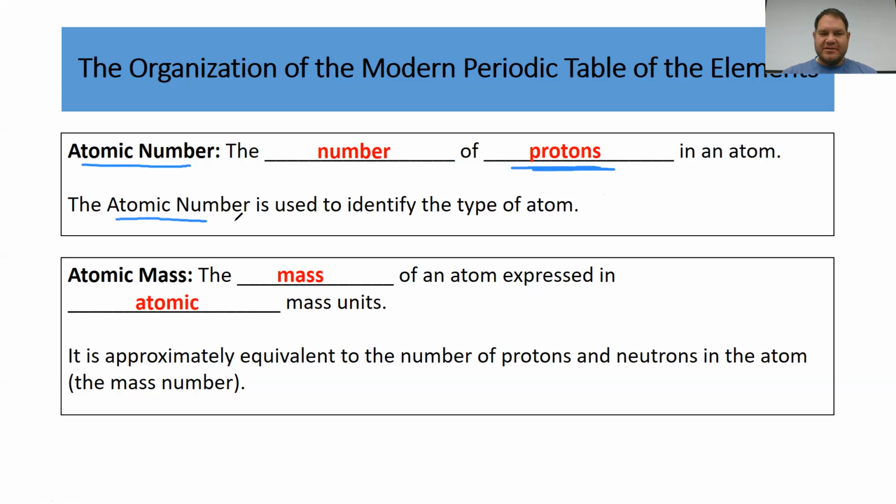So the atomic number is used to identify the type of atom or element, okay? If you alter the number of protons, you alter the identity of the element or atom, okay? That's a super important concept to understand. All atoms or all elements are identified by their atomic number or number of protons.